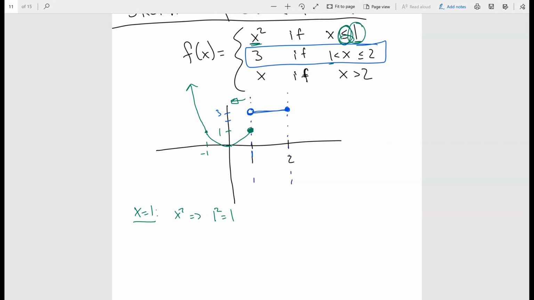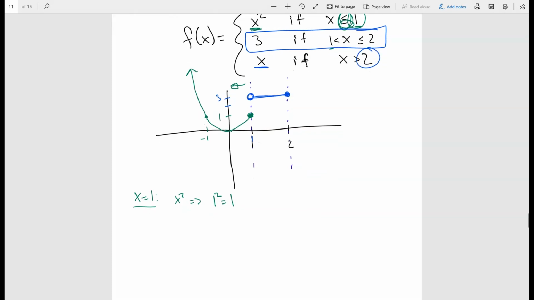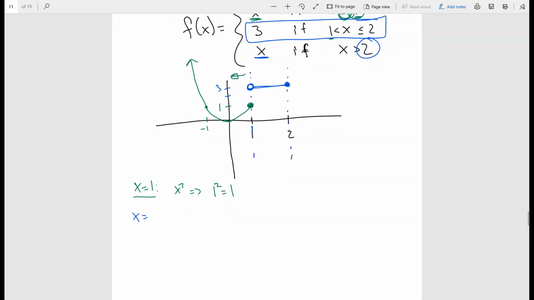All right, and now finally you have y equals x, if x is greater than 2. What I like to do is plug into the graph. Let me plug in x equals 2 into x. Well, all I'm going to get is just 2 when I plug it in. So that means when x equals 2, y equals 2. So y in this case is equal to 2.